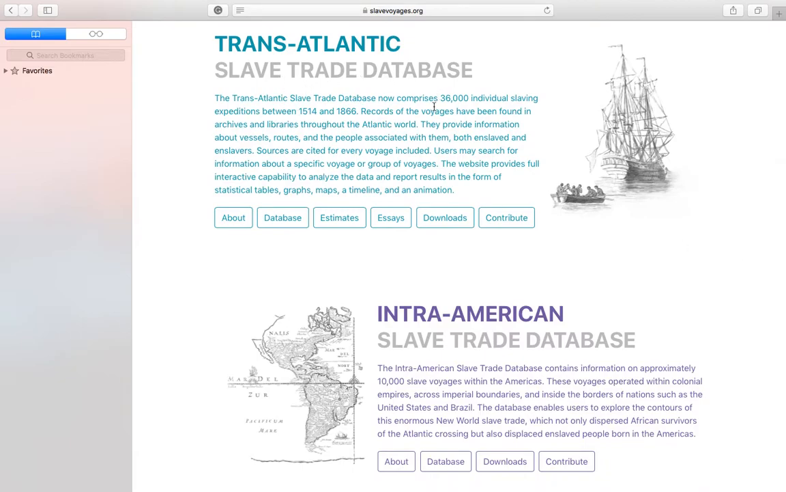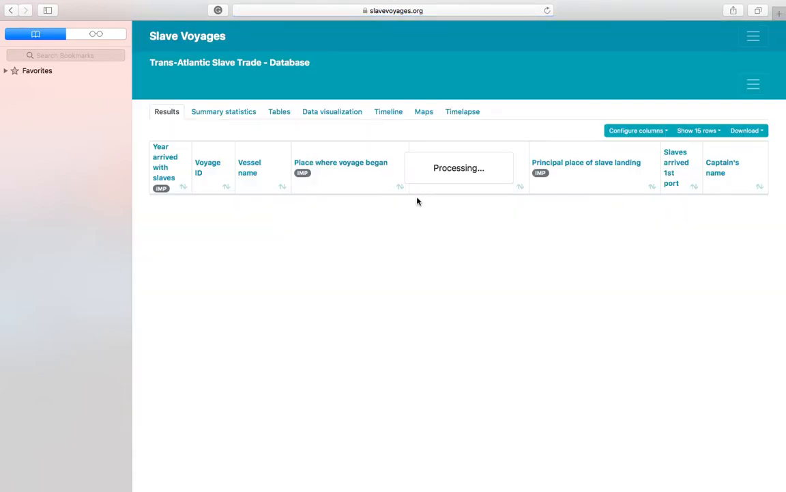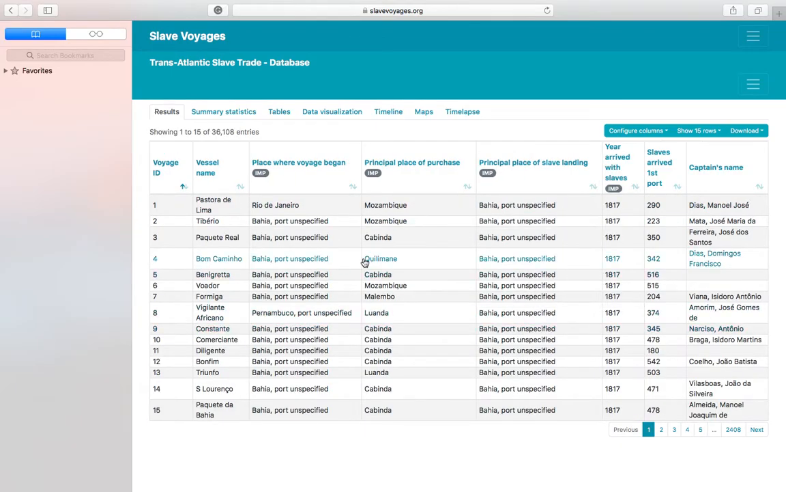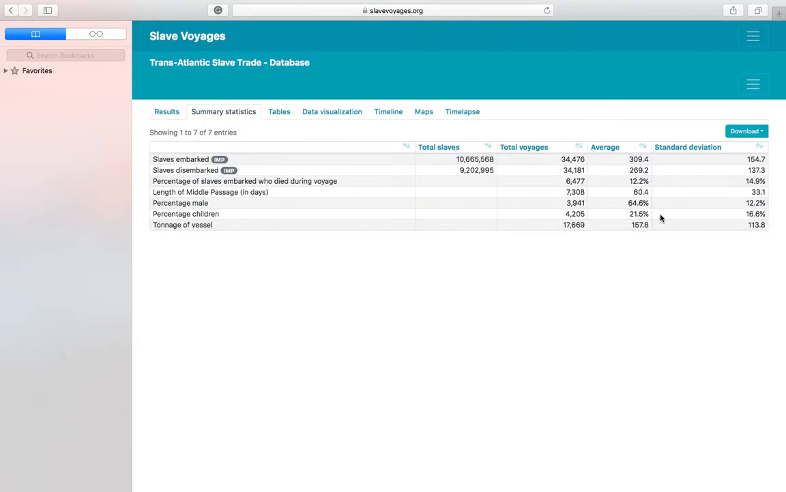And this is a collection of information housed by Emory, University of Virginia, and a number of universities and organizations across the world. But you're going to click on database and begin to review all of this information. So specifically, you're going to go to summary statistics to answer question number 4. And make sure that you're able to provide a definition for embark and disembark and why the number goes down in terms of the numbers of enslaved peoples off versus getting aboard the ship.